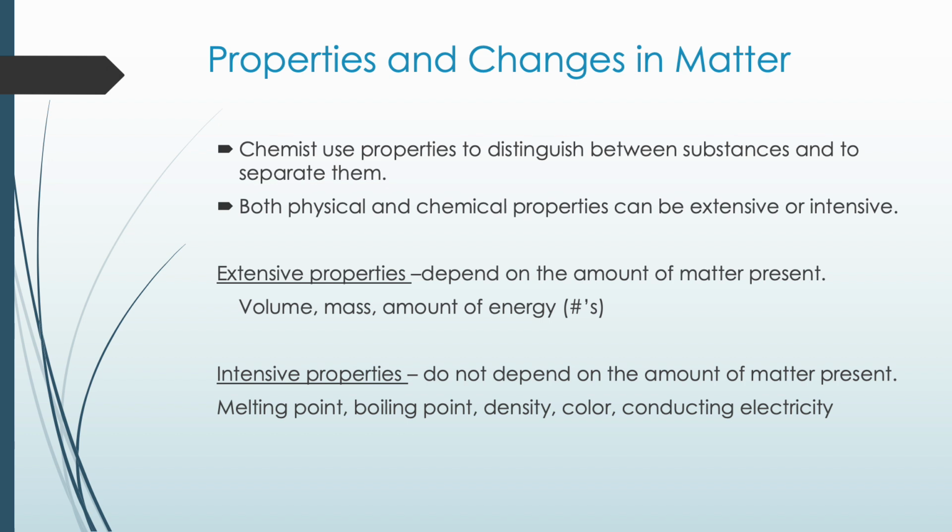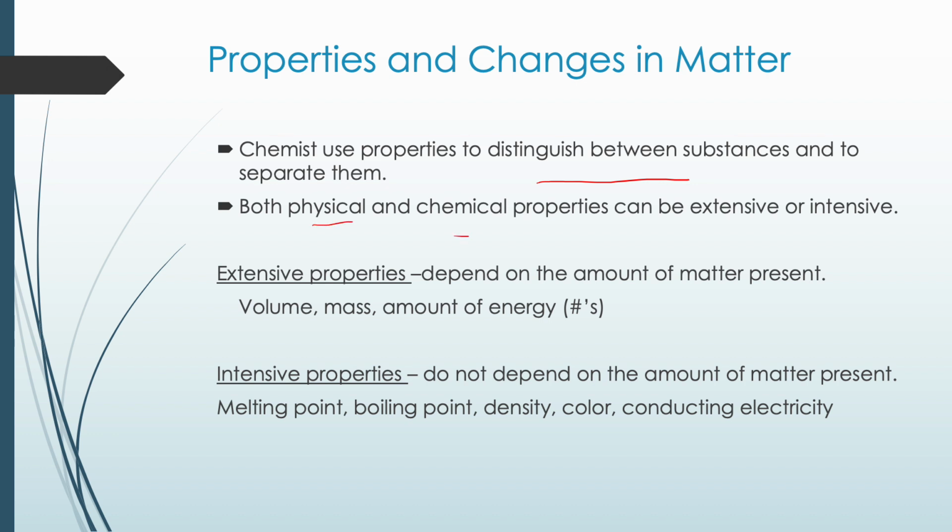Chemists use properties to distinguish between substances and to separate them. To distinguish between substances, if something was boiling at 100 degrees Celsius, that could indicate to them that the substance was water. If it boiled at 120 degrees Celsius, then they know it would not be water because that's not the boiling point of water.